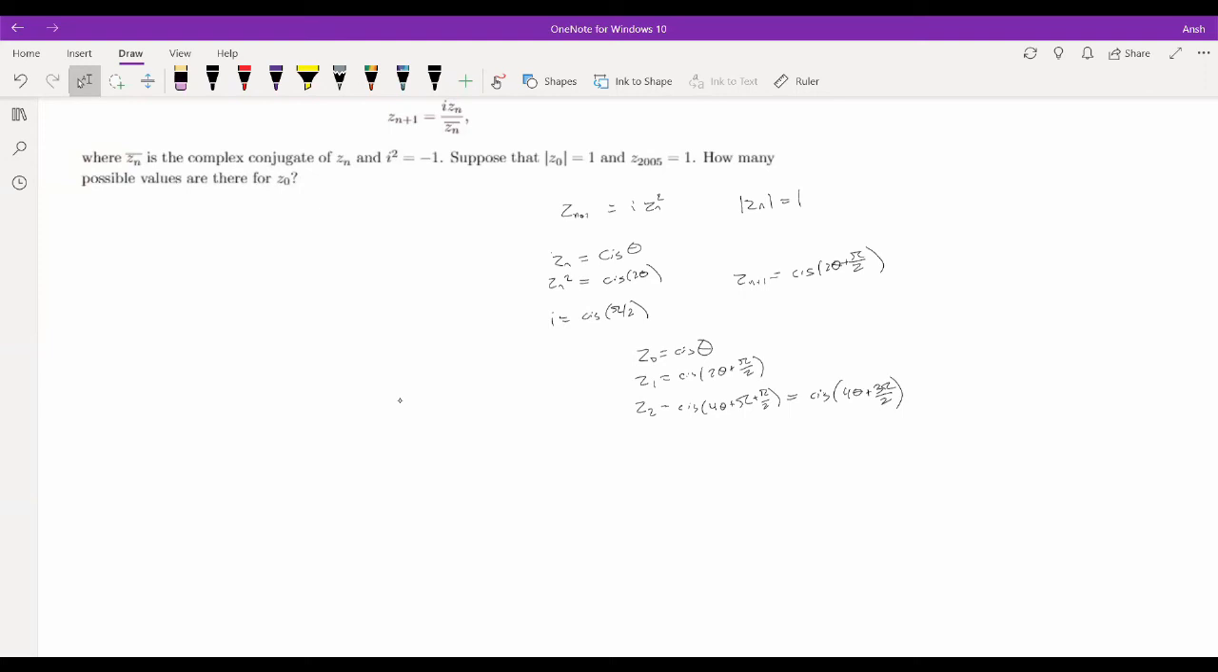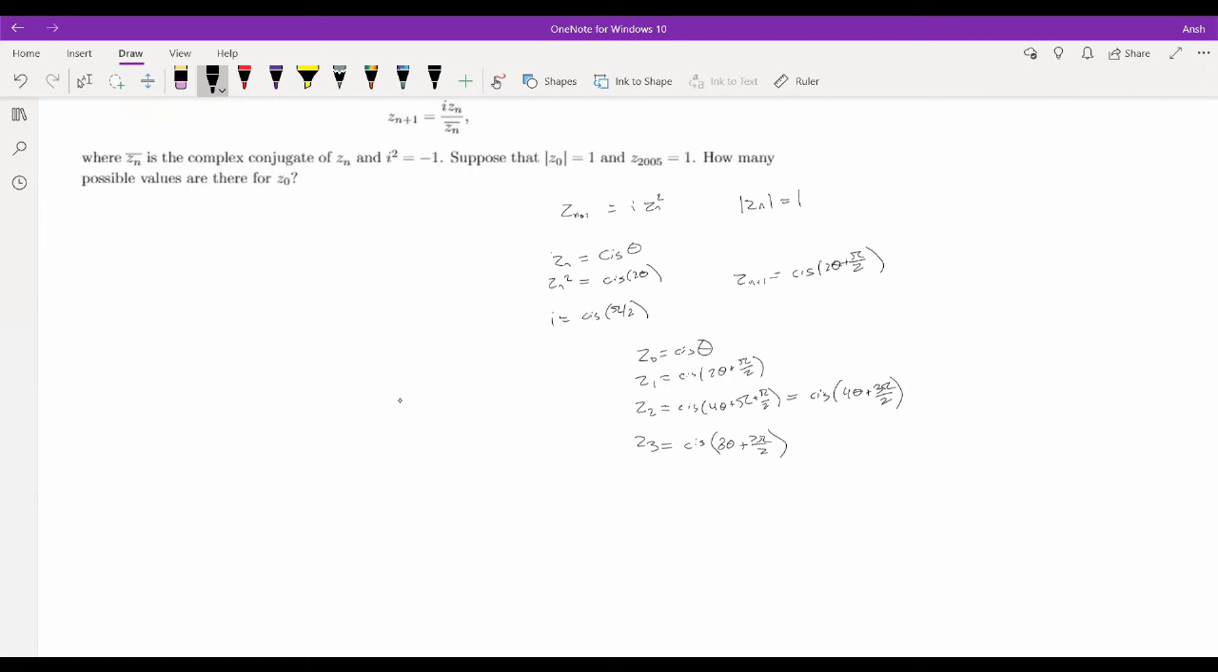Now, if we do this again, if we take z of 3, we have z of 2 equals cis of twice of 4 theta plus 3 pi over 2. So that's 8 theta plus 3 pi. And then we add pi over 2 again. So this becomes cis of 8 theta plus 7 pi over 2. And we start to see a pattern.